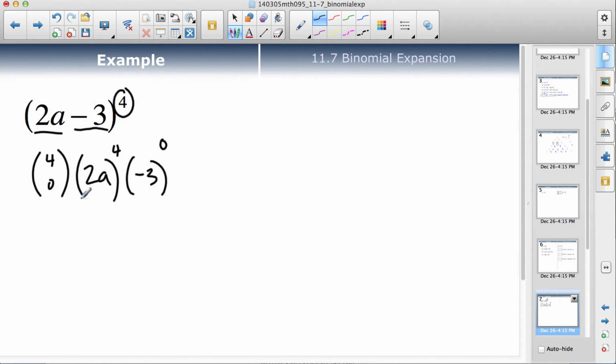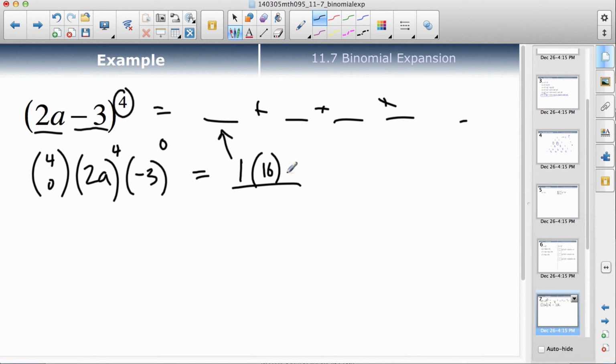Now, if I multiply all this stuff together, what I get is whatever the first term, like if you were to multiply this, you get term plus another term plus another term, etc. If you multiply all this stuff, what you're getting is that first term right there. So 4 choose 0 is 1. 2a to the 4th, you'd have to raise 2 to the 4th, that'd be 16, and a to the 4th, and then negative 3 to the 0, anything to the 0 is 1.